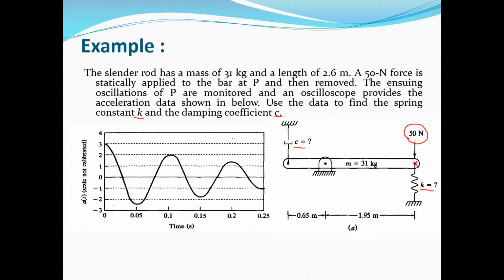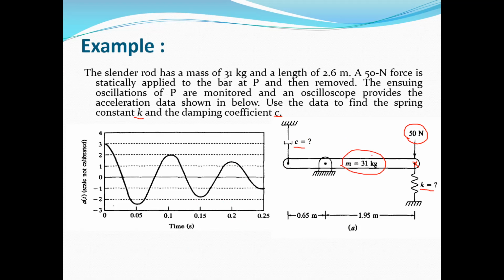But here there is an important point: when you want to extract the equation of motion, it is not equal to m x double dot plus c x dot plus k x, and m is not 31 kilograms, because this is a rigid body. It has a rotational motion. So similar to dynamic problems, you need to extract the equation of motion by writing Newton's second law.